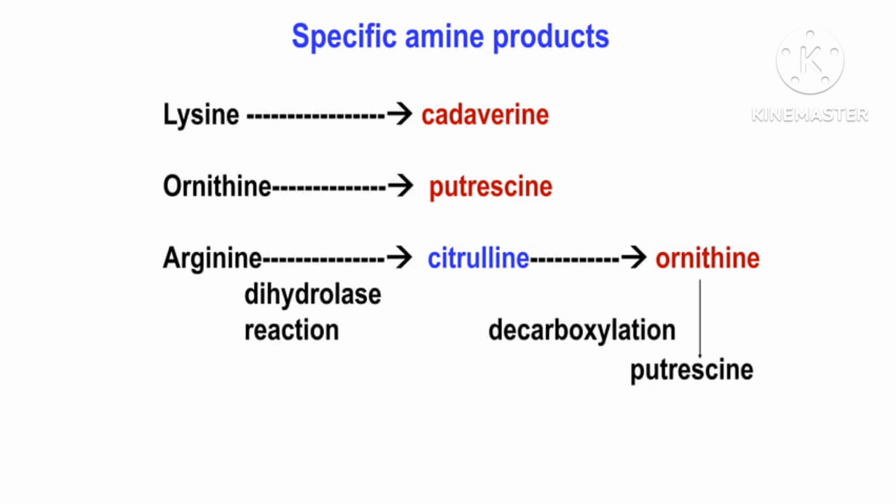So these are the specific amine products. Lysine is converted to cadaverine upon the reaction of the bacteria. Ornithine is converted to putrescine, and arginine is converted to citrulline, and citrulline is further converted to ornithine. Ornithine is further converted to putrescine. So the arginine to citrulline conversion is a dihydrolase reaction. The citrulline to ornithine reaction is a decarboxylation reaction.